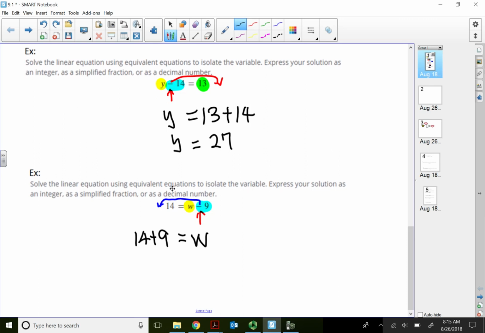If I do not move across the equal sign, I don't have to change the sign. So my answer, W equals 14 plus 9, I believe is 23. All right. Let's look at other ones.